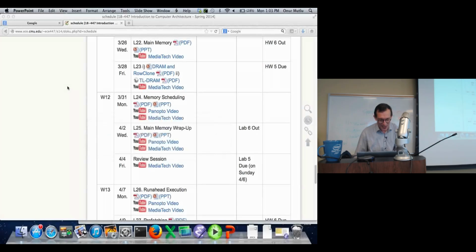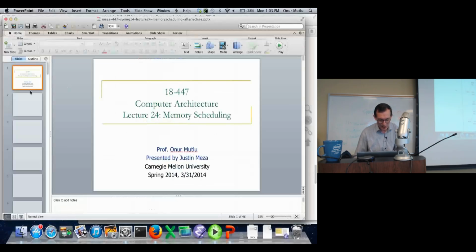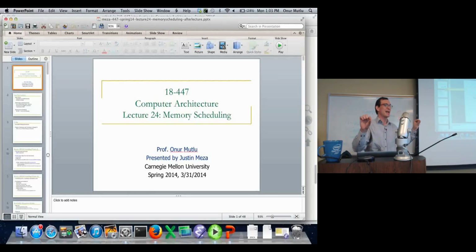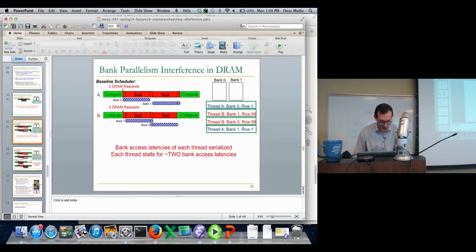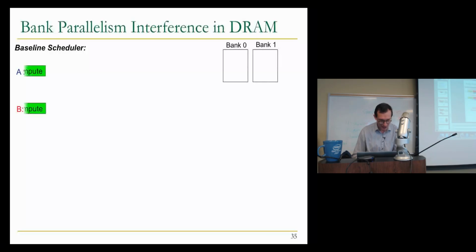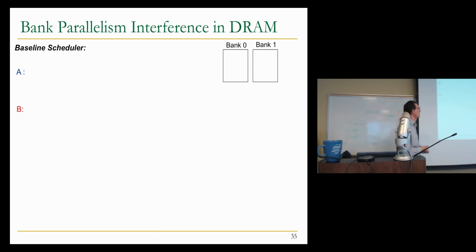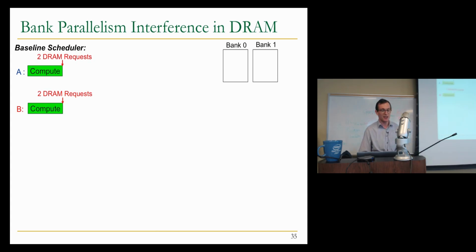So the goal in PARBS is twofold. The motivation is really to preserve parallelism, bank-level parallelism of threads, right? And we've discussed that. Actually, Justin discussed that on my behalf over here. Basically, if you have a scheduler that's not aware of parallelism, it can destroy the bank-level parallelism of each thread.